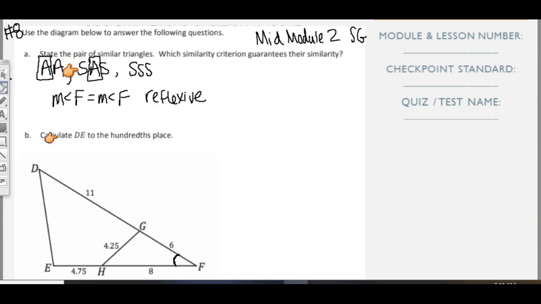Can we check to see if 2 pairs of sides are proportional? So let's think about this. For the big triangle, DEF, how many sides of the yellow triangle do I have lengths for? 1 side, 2 sides, or 3 sides?